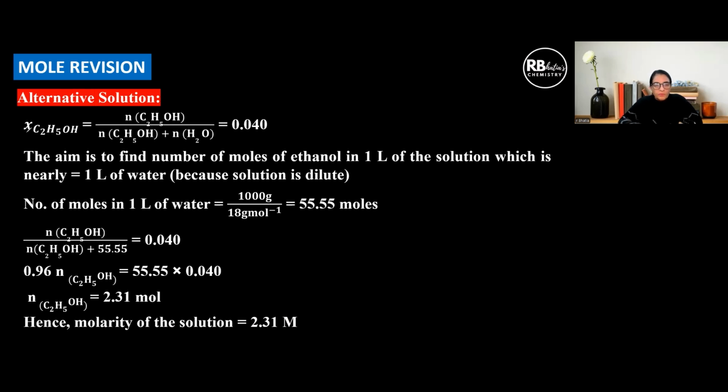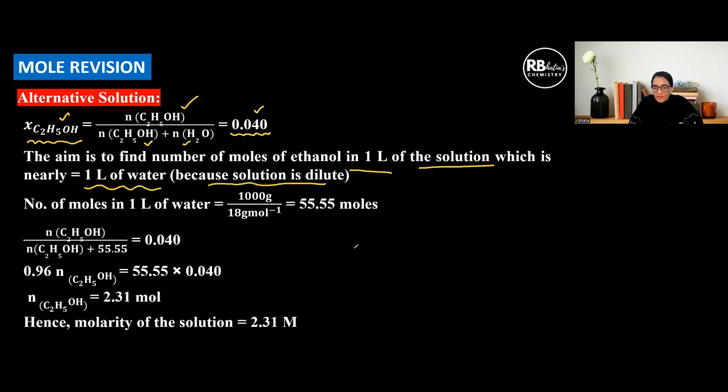How are we going to proceed with this? Now, I just take chi ethanol is equal to number of moles of ethanol upon number of moles of ethanol plus n moles of water. So this is 0.04. This is given to us. Chi ethanol is 0.04, and the aim for us is to find number of moles of ethanol in 1 liter of solution. And 1 liter of solution is approximately 1 liter of water. Why? Because the solution is dilute.